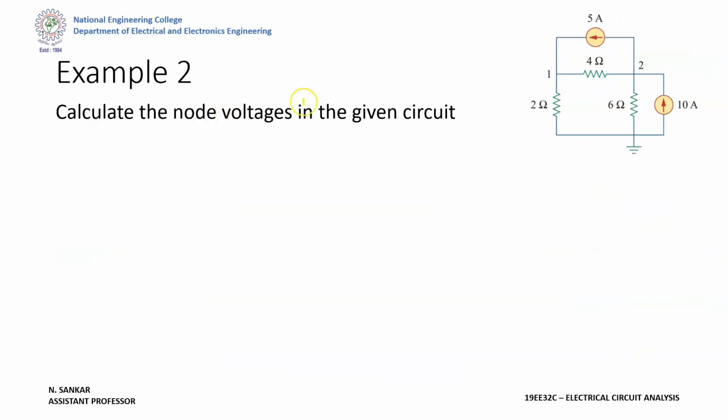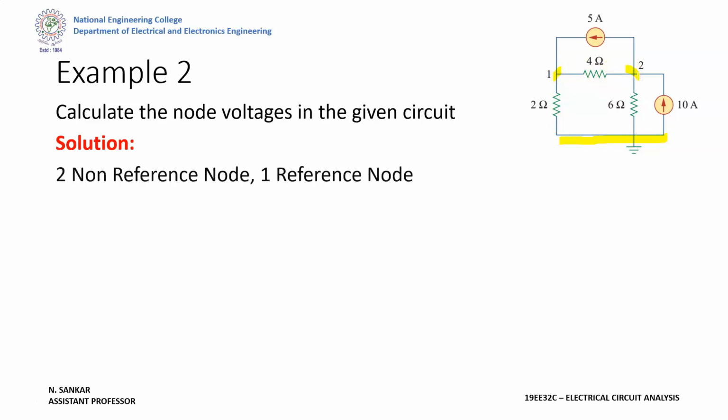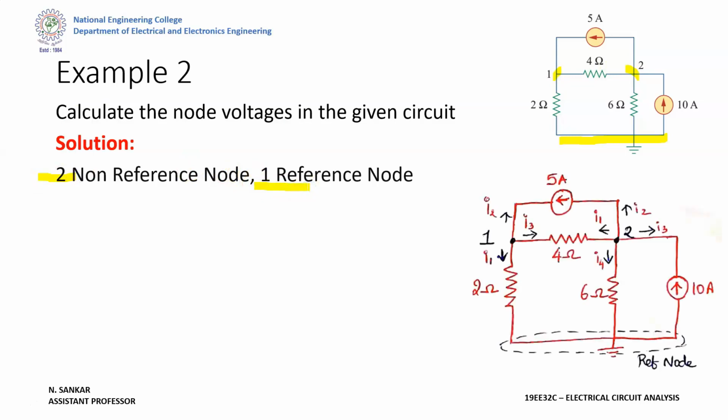To calculate the nodal voltage in the given circuit. So here we have 3 nodes, right? One reference node, and node 1 and node 2, 2 non-reference nodes. So totally 2 non-reference nodes and 1 reference node. Okay. Now just give current for each node.